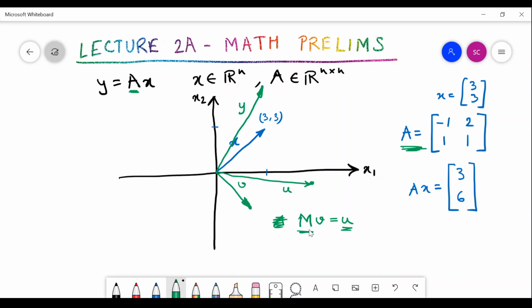Something more to note is that both the initial vector and the final vector, in this case x and y, and in the other case p and q, are all still in R2. So they don't change the dimension of the vector space. If the dimension of the vector space is not changed, then we can say that we are in the same vector space.